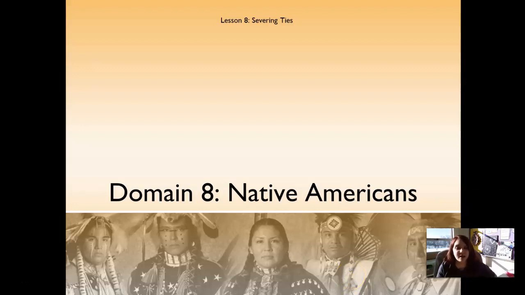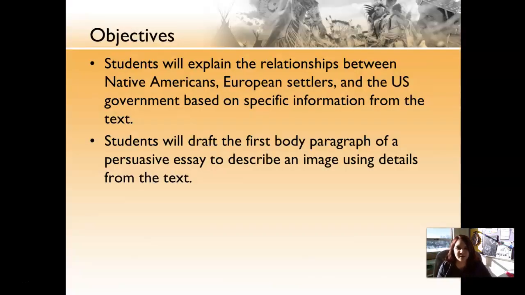We're on Domain 8, Native American, Lesson 8, Severing Ties. Our objectives for today are to explain the relationships between Native Americans, European settlers, and the U.S. government, and we're going to draft the first body paragraph of our persuasive essay.